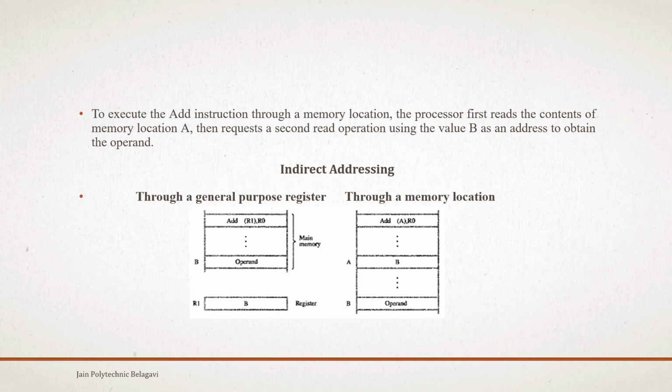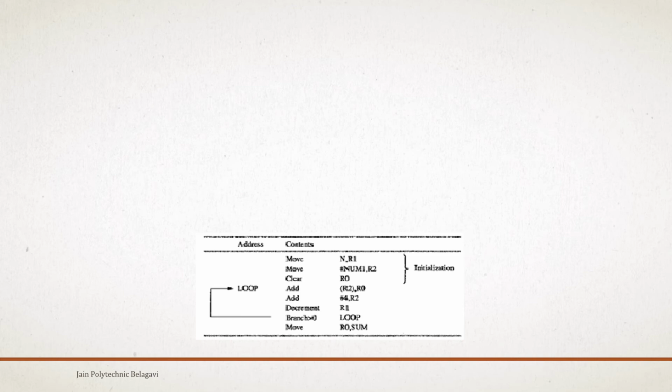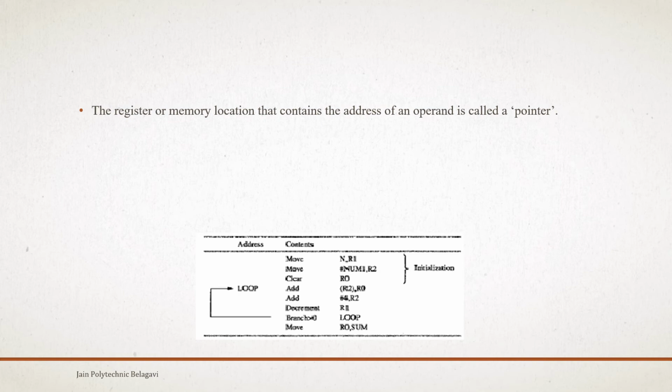Again, then it requests, by using the round brackets, the second read operation, that is the value that is present at, using the value B as an address. So again, it will get the address B, and the value that is present at the address B, you will get the original operand. So it is through a memory location that we are getting the address of the operand. Now the register or memory location that contains the address of the operand is also called a pointer.